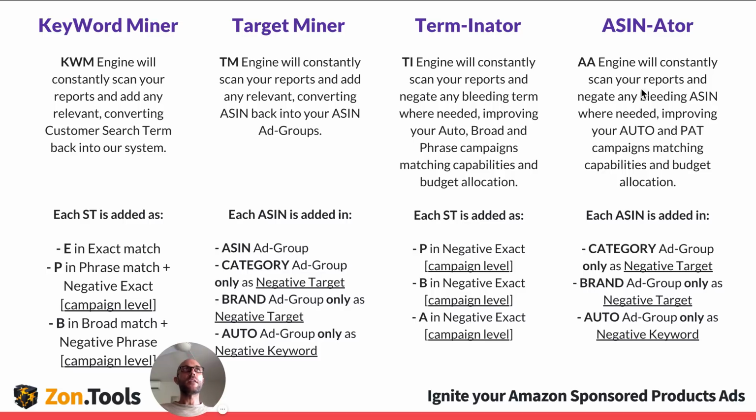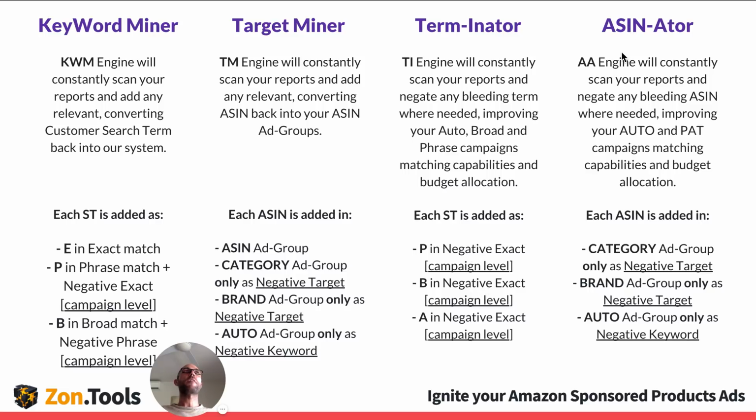And then we have Terminator and Asinator that do just the opposite. They find search terms that make you bleed money, search terms that are not relevant or not converting within your threshold, and we go about negating them. Terminator will act on the customer search terms report. Whenever we find a search term that is not behaving within your threshold, that is making you bleed money, we will take and negate it. We will negate it in the phrase campaign at exact match, in the broad campaign at exact match, and in the auto campaign at exact match, to make sure that you don't ever bid again on that specific search term.